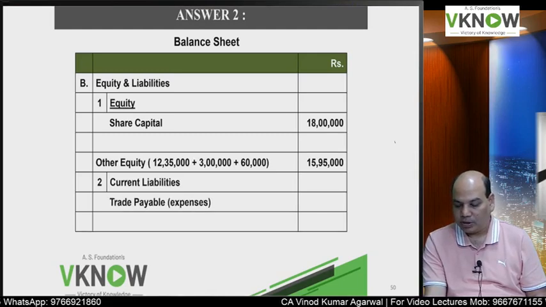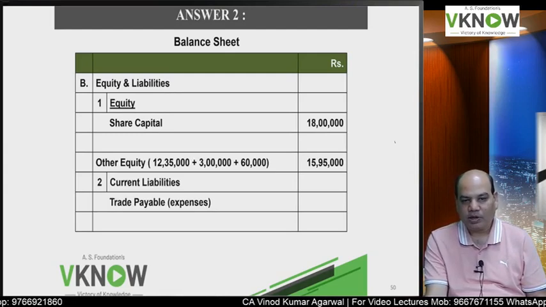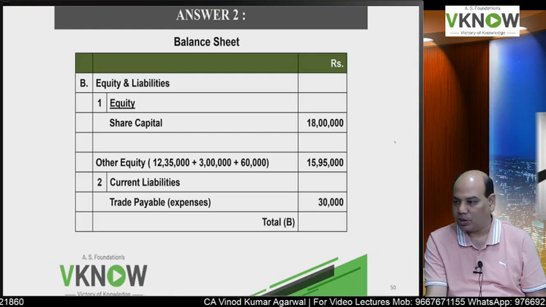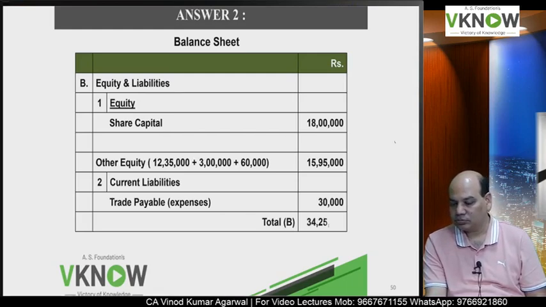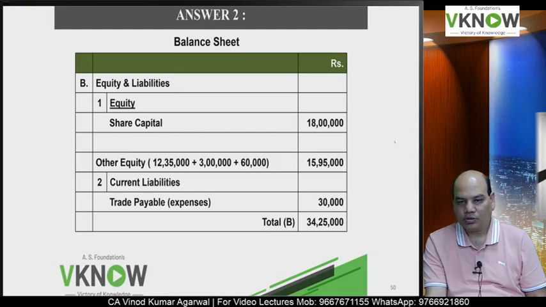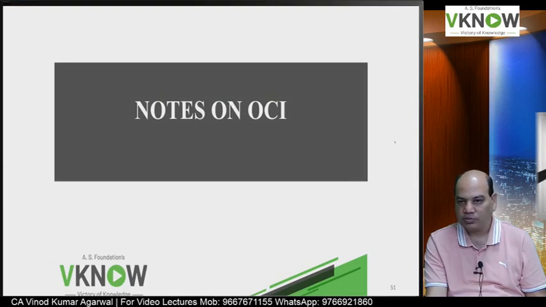Under that, trade payable in bracket expense payable. That was 30,000. It is not yet paid. If it was also paid, you will deduct it from cash. Total should match. 34,25,000. That is the power of double accounting, double entry system. This was my question number 2, just a warm-up question.